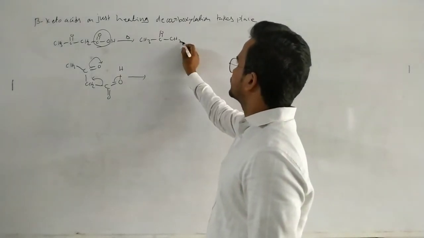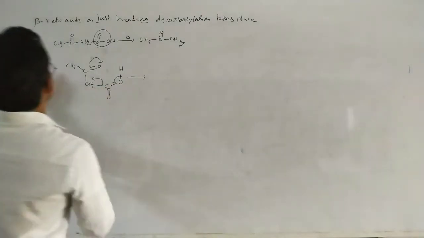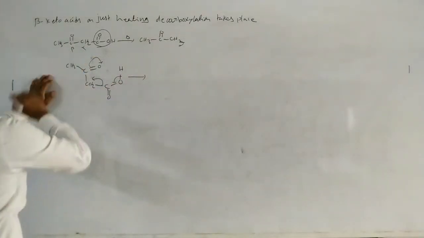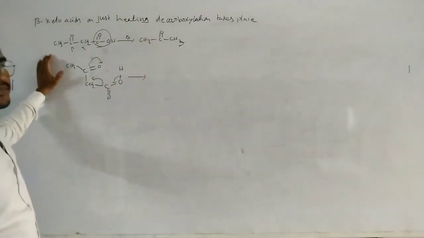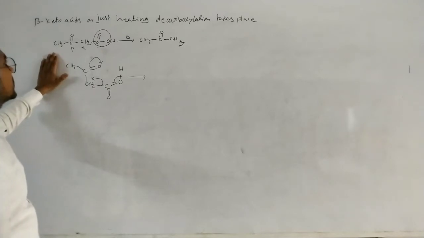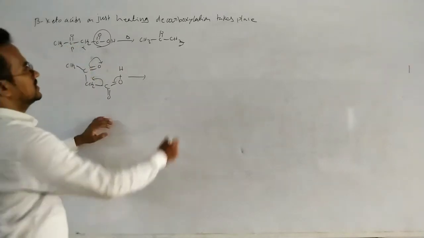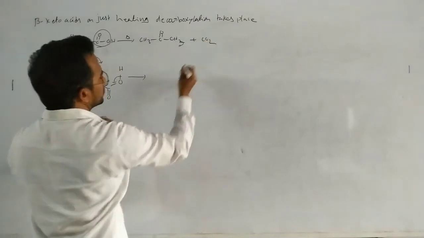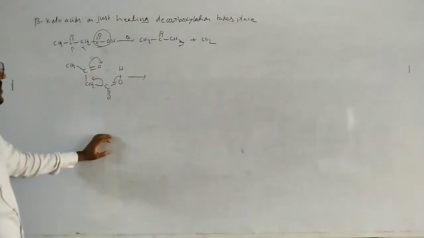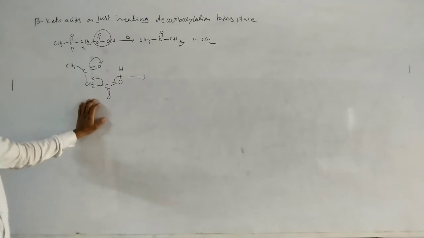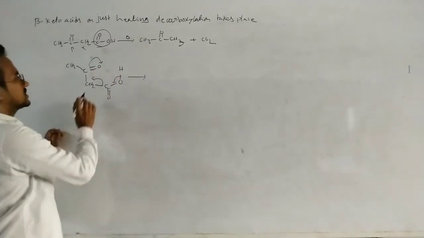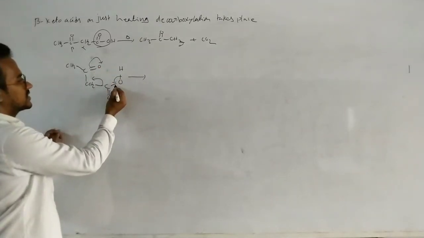Suppose this is a beta keto acid. This is the alpha carbon, this is the beta carbon. Okay, beta keto acid. This beta keto acid on heating, decarboxylation takes place. We'll get the ketone. Now, how does this reaction take place? Through the cyclic transition state. That means here the transfer of hydrogen to this oxygen. Okay, next, here this transfer of hydrogen to this oxygen.